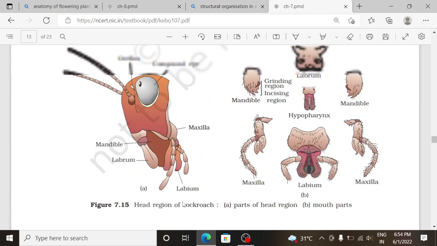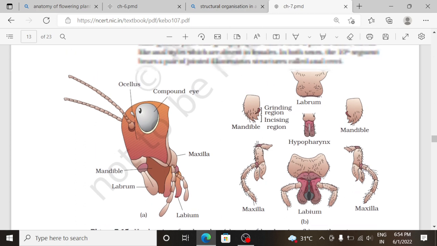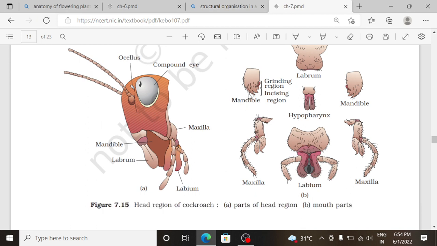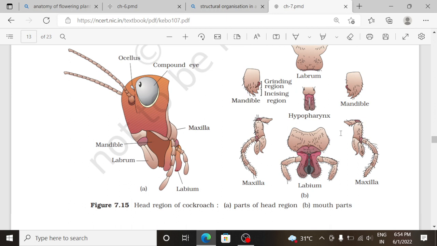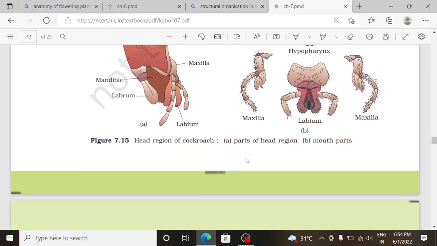Then this is the diagram of head region of the cockroach. So these are all the head regions. First is the parts of head region: labium, maxilla, compound eye, ocellus, mandible, labrum, and B is the mouth parts. So this is the mandible, this is the grinding region, incising region. Then this is the labrum, this is hypopharynx, this is mandible, this is maxilla, this is labium, this is maxilla. So there are two maxillae.